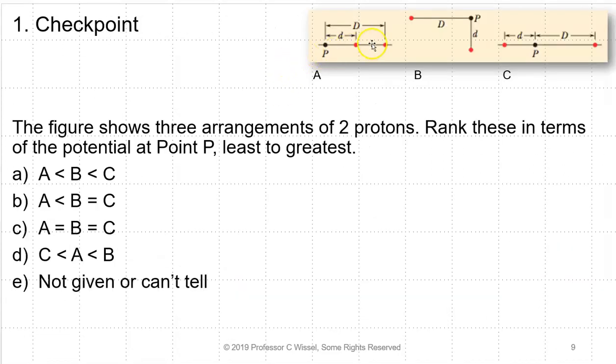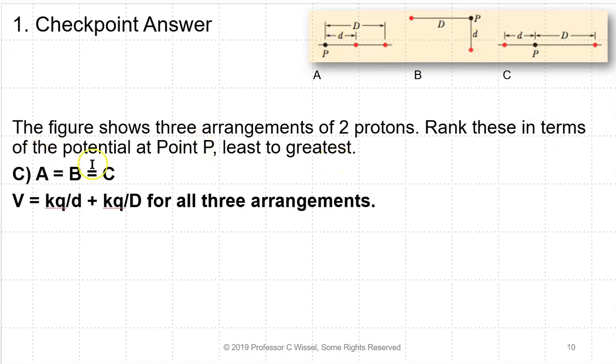The figure shows 3 arrangements of 2 protons. Rank these in terms of the potential at point P from least to greatest. Well, if you do this, it turns out they're all the same. What you do is you apply kq over r for each of these particles in each of these different arrangements. When you do this, you're going to find out that V at point P is kq over d plus kq over big D for all 3 arrangements. It doesn't matter what the arrangements are. All you need is the q's and the d's.